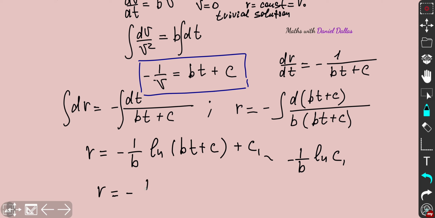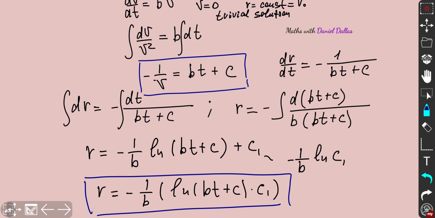And we can say that it's going to be 1 over b. And we add in the constant in this way. So it's going to be ln of bt plus c. And because we add in logs, right, we will have times another c1. All right, so that's how it will look like. Okay, so we've got how the position vector depends on time, and it depends on time in the logarithm way. Okay, so that's an idea.